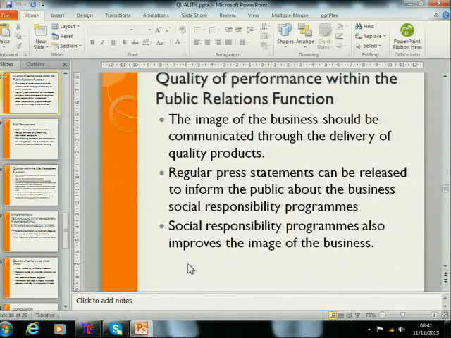Social responsibility programs also improve the image of the business. Remember when you talked about the benefits of social responsibility to the business, we always say that it improves the image of the business. So it is the public relations function that does that job. They project the image of the business. They even improve the image of the business by talking about the social responsibility programs.